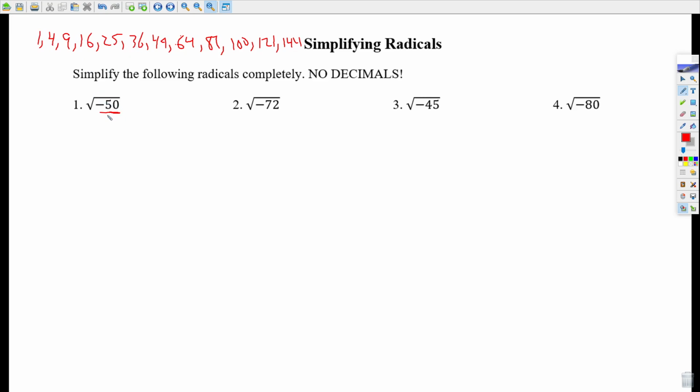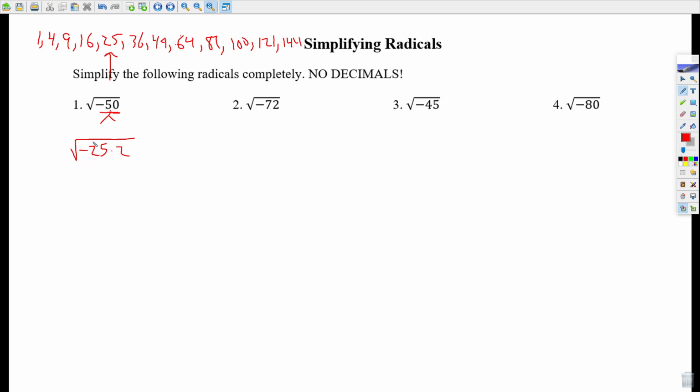Or you might be able to figure out how 50 can be split up into two different numbers, and one of them has to be a perfect square. I don't know if you noticed, but 50 can be nicely separated into 25 times 2. So I'll show you how we do this. We're going to write this as the square root of negative 25 times 2.